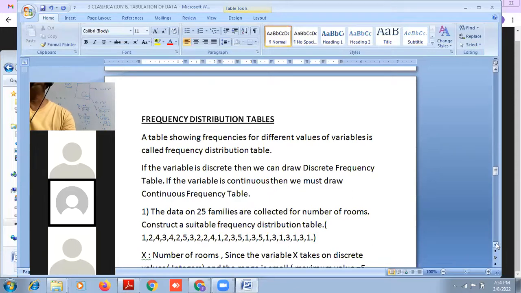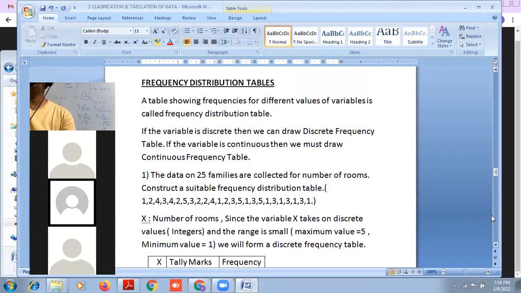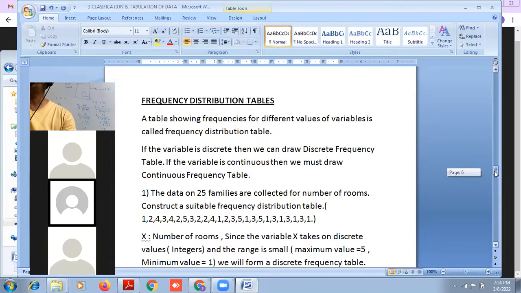Now, this problem: the data on 25 families are collected for number of rooms. Construct a suitable frequency distribution table. This is the data, number of rooms. It can be 1 room, 2 rooms, 4 rooms, 3 rooms, etc. So these are 25 families having so many rooms. So how will you form this table? First of all, we should know that it is a discrete variable, and the range is also small. See, what is the smallest observation? 1, right?